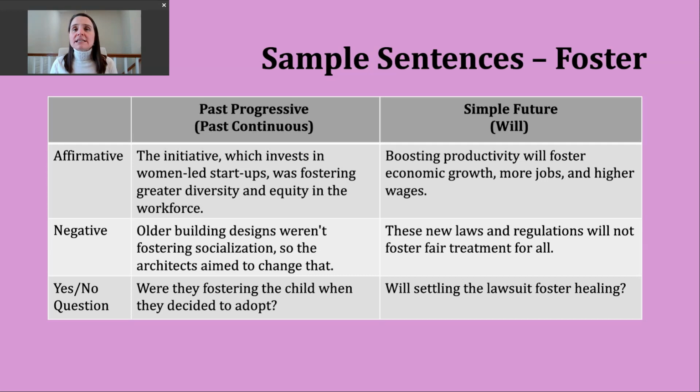It's pretty common to see the past progressive used to talk about an activity or an action that was in progress at some point in the past. Sometimes we'll see examples where this action was interrupted by another action, and that interrupting action is usually in the simple past tense. Let's take a look at an affirmative example.